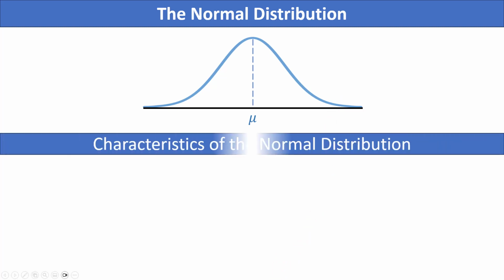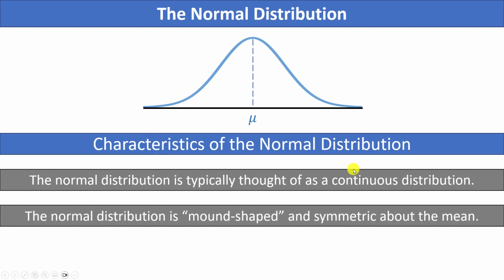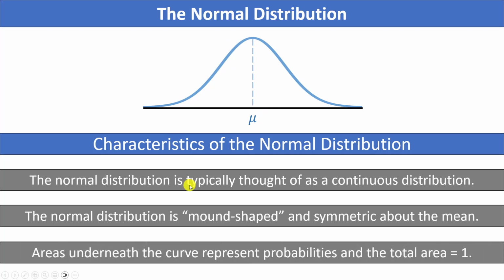There are a number of characteristics that you should know about the normal distribution. Typically, we think of the normal distribution as a continuous distribution, meaning we can have whole numbers as well as decimals. The distribution is mound-shaped and symmetric about the mean, meaning that the distribution is a mirror image of itself on either side of the mean. We're going to think about area underneath the curve as representing probability, and the total area underneath the curve is going to be 1.